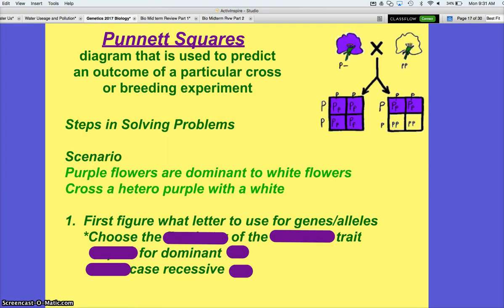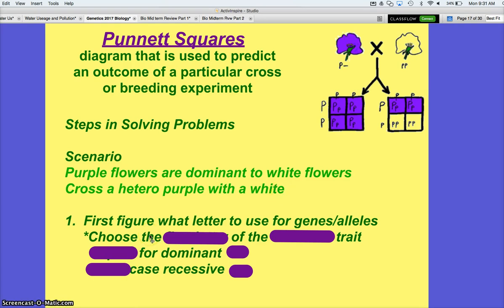So Punnett squares are basically diagrams to help you predict the offspring, like I was saying. Here's how we're always going to perform the Punnett squares, okay? I always have to give you a scenario. So in this case, I'm saying purple flowers are dominant to white flowers. What letters are we using? P's, because we always use the first letter of the dominant trait. And I'm going to ask you to cross a hetero purple with a white, okay?